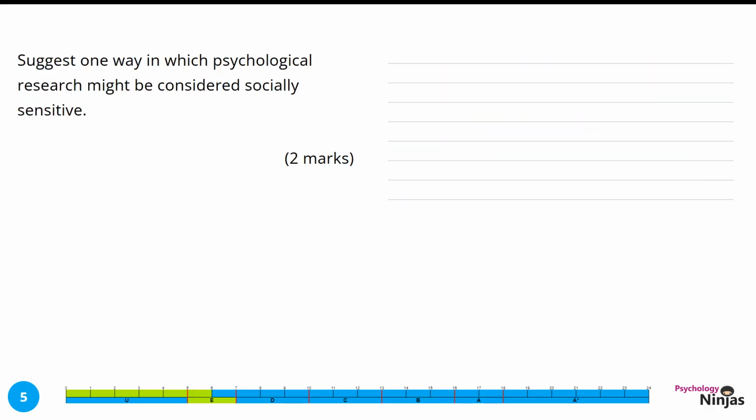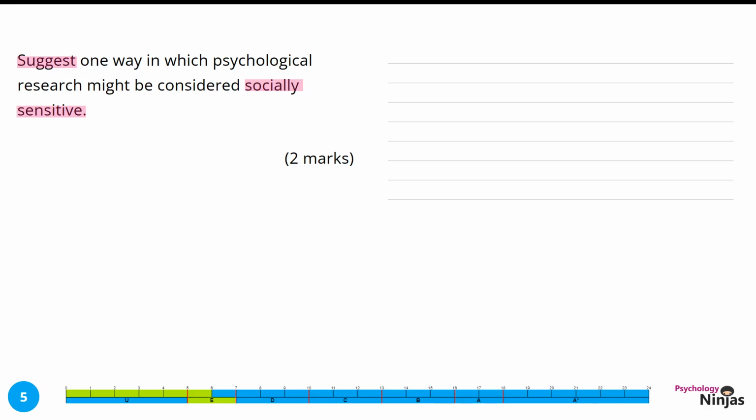Suggest one way in which psychological research might be considered socially sensitive. 2 marks. Here we have the command word suggest, which is asking for a briefer explanation of a particular concept or limitation. In this particular case, we're looking at a way in which psychological research is socially sensitive. Now, it's really important when we think about socially sensitive that this is about the research once it's been published, rather than the construction of the research and the design of the research.